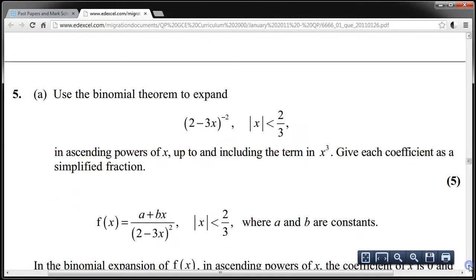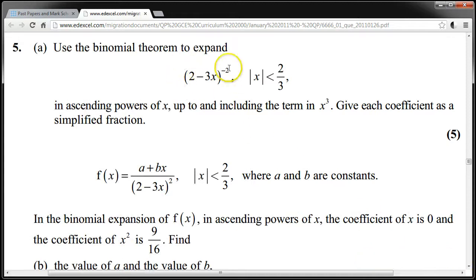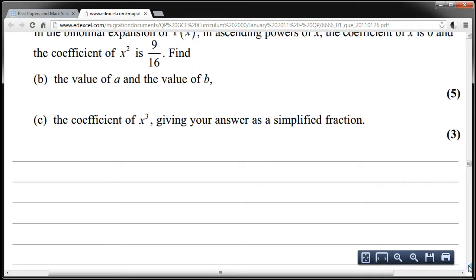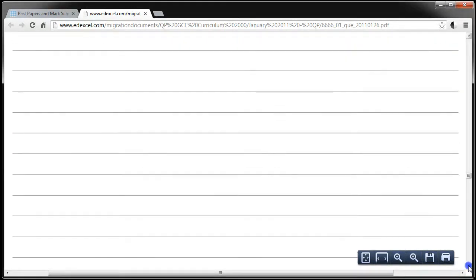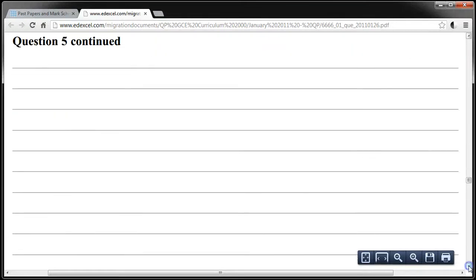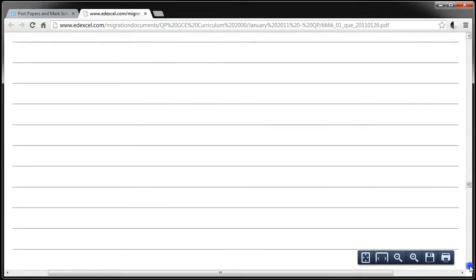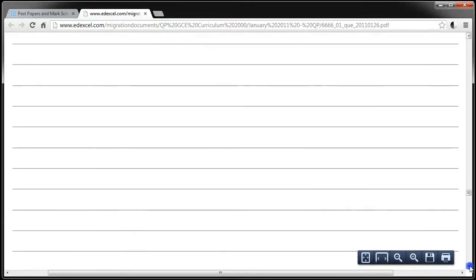Question 5 next. Binomial theorem. Again, this is just a slight bit of manipulation. Take the 2 outside, so we've got 1 minus 3x over 2. And then use the binomial theorem up to x cubed. Simplify the terms. Then we can write down what f of x is. And equating coefficients. So again, this question, no surprises there. Quite simple and straightforward really. As long as you're familiar with the binomial expansion of a term. So question 6 now then.